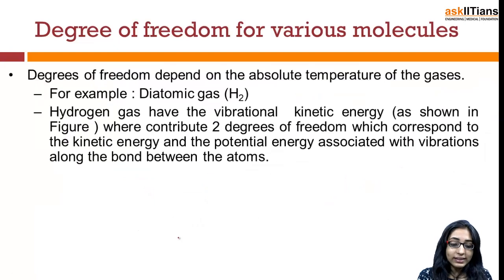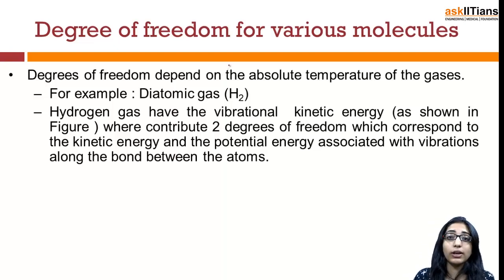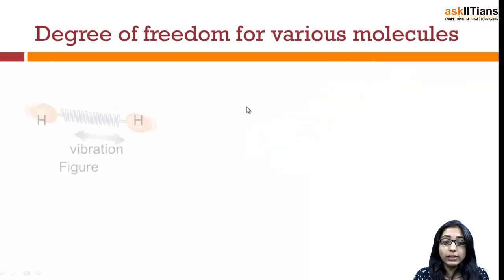So, once we are done with this, let us try to discuss a little more detail of these topics. Degree of freedom depends upon the absolute temperature of the gas, because this is what I told you. Degrees of freedom is the number of independent ways of representing any particular molecule. So, as per this, it is based upon the absolute temperature of the gaseous molecules. Now, let us take the example of a diatomic gas, hydrogen. Hydrogen gas has vibrational kinetic energy also, as shown in the figure.